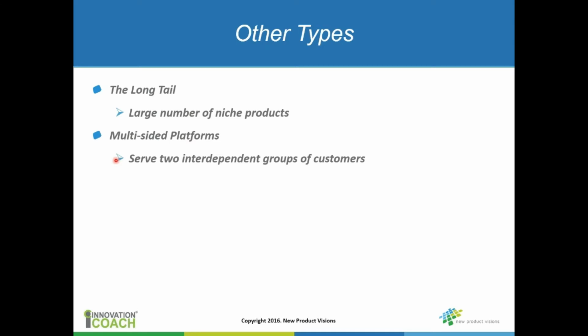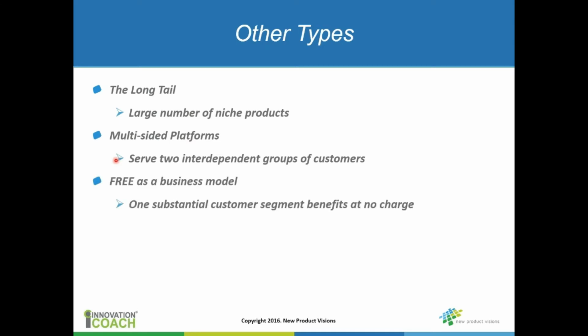Then there are what are called multi-sided platforms. This is where your business serves two interdependent groups of customers. For instance, credit card processing businesses are an example of this. Then free is a business model. This is where one substantial customer benefits at no charge. And there are lots of different aspects of this free offer based on a multi-sided platform.